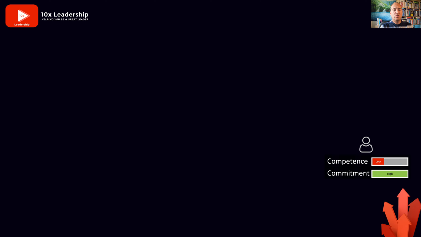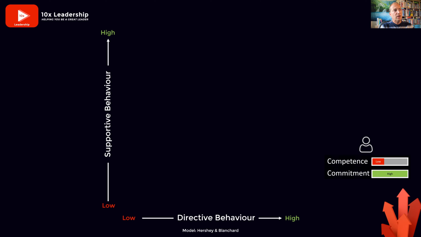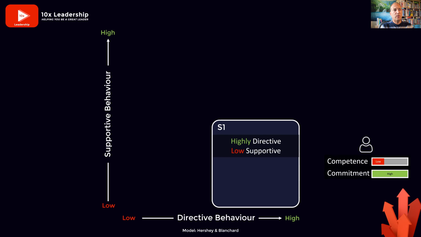And all you need to do is use this model, which is a model created by Hersey and Blanchard, which looks at those two things that I talked about in the previous slide. So how much direction do you need to give from low to high, and how supportive do you need to be from low to high? So in this particular instance, with somebody or a team that has low competence but high commitment, what you're going to need to do is be highly directive. You need to be highly directive, but you're not going to provide massive amounts of support.